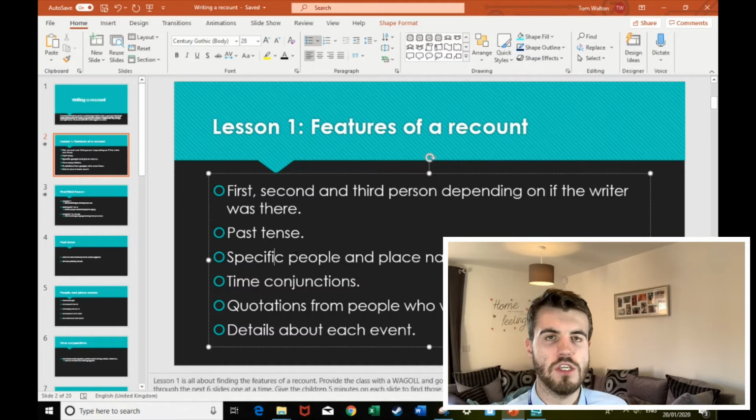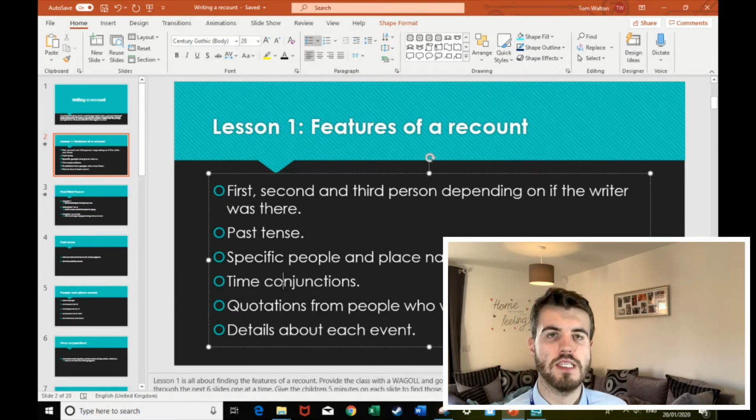Obviously, that's the first feature they're going to be looking for, so give them a chance to look, pick out the different places where the first, second and third person has been used, and make sure they're highlighting and understanding why each one of them has been used.